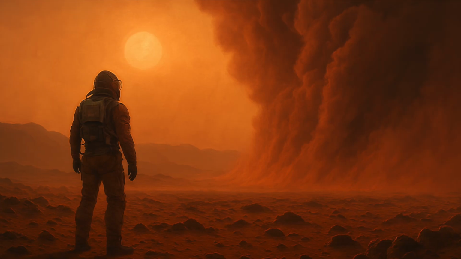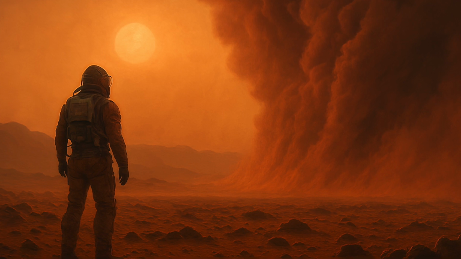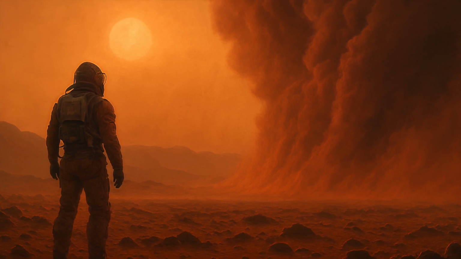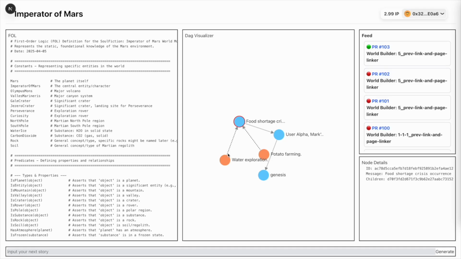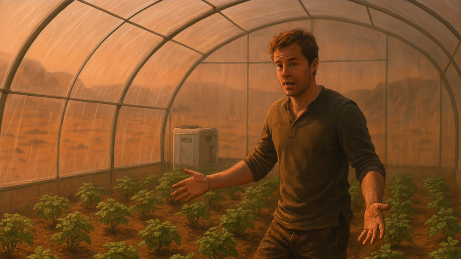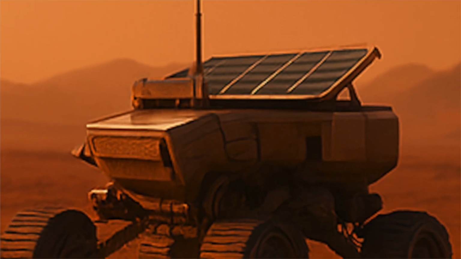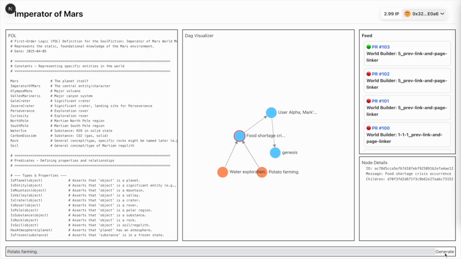Now let's actually see it in action. Our first story is about trying to survive and discover new things on Mars, starting from the very first dangerous trips. All right, we're looking at our story DAG. Mark's facing a critical decision on Mars after the initial crisis: farm potatoes for immediate food or explore for water. These are two distinct paths anyone in the community could propose.